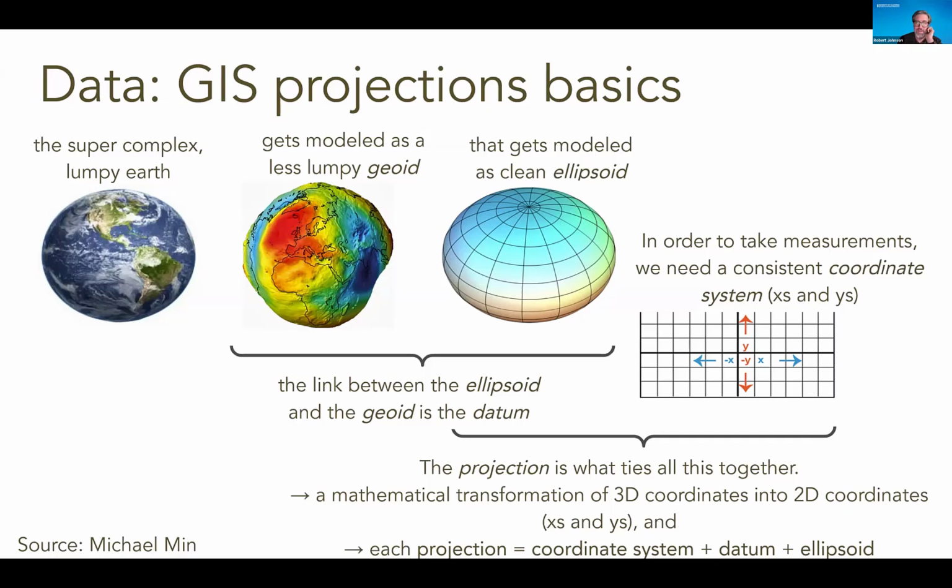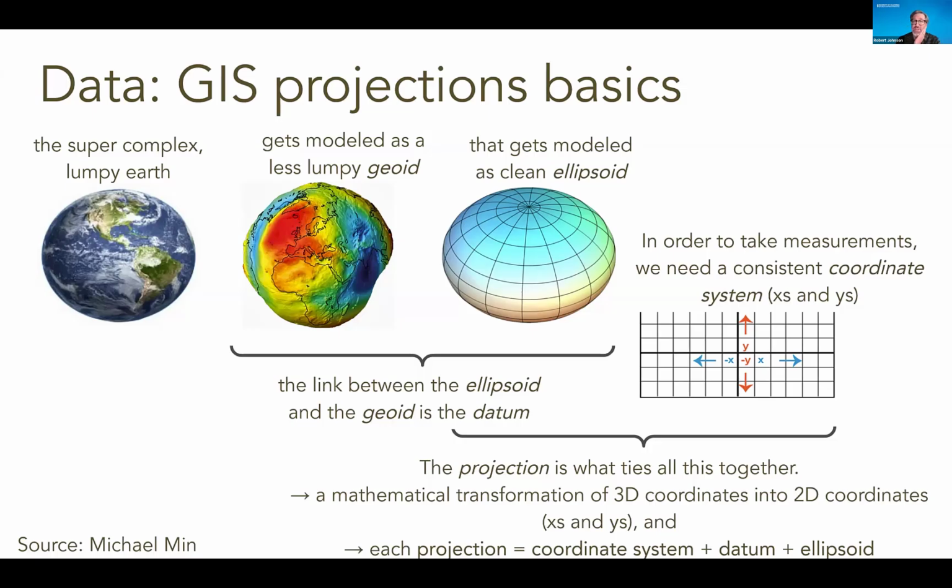And then we take that, which is very lumpy and irregular, and smooth it out and make an ellipsoid, which is a sort of approximation of that true surface of the Earth, but smoothed into a slightly oblate sphere. And the link between those two is called a datum, which gives you your local variations of topography along your idealized ellipsoid.